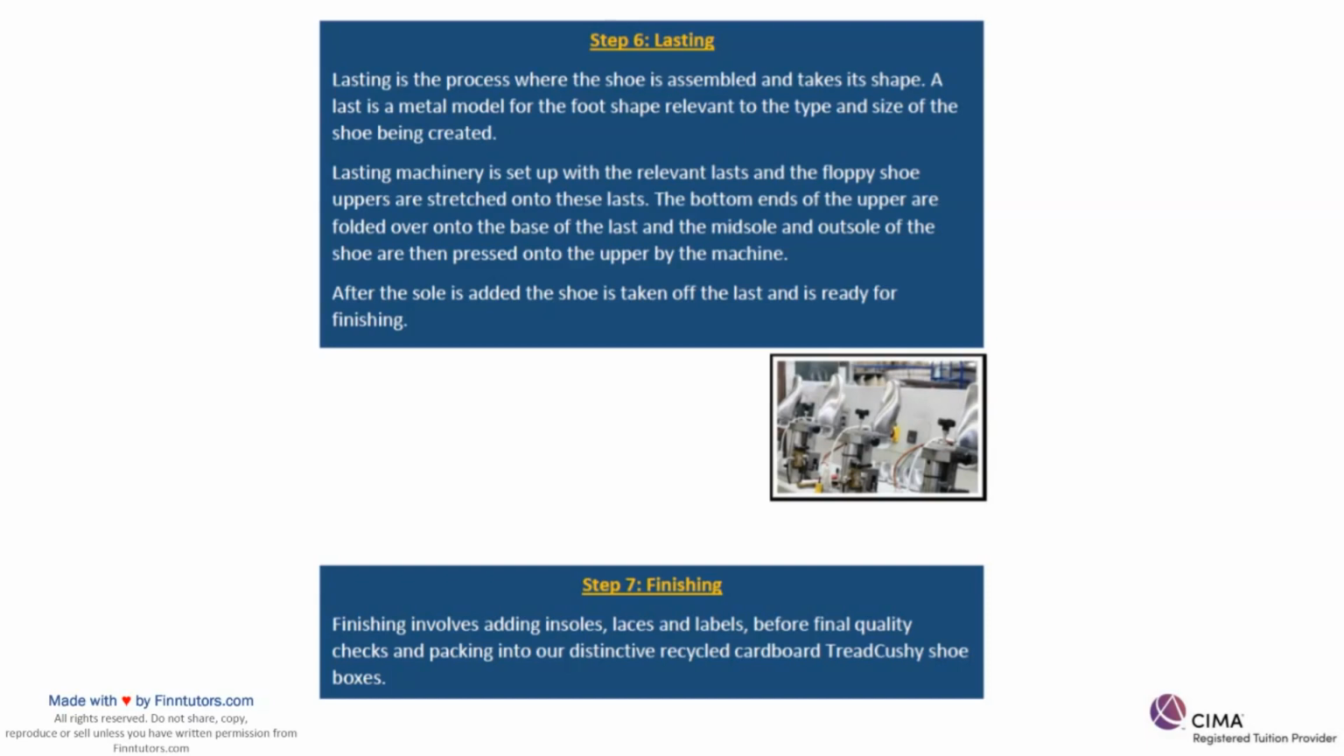So this is the lasting machine where the upper and the bottom side of the shoe come together, and finally it looks like a shoe. A shoe is ready. Step number 7 is finishing. Finishing involves adding insoles, laces, and labels before the final quality checks, and packing into a distinctive recycled cardboard TreadCushy shoebox. Obviously, we are a sustainable company, so our packaging also has to be sustainable.